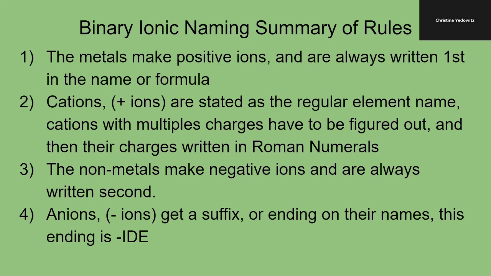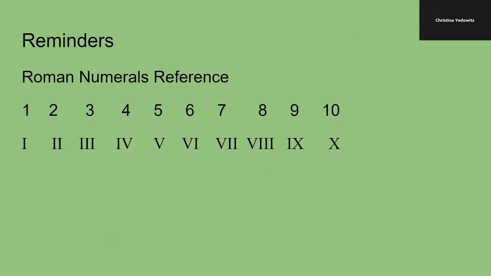Okay, if it is a regular metal, you always write it first. If it is a group 1 or a group 2 metal, you're going to go with a +1 or a +2 charge. If it's a transition metal, you may see, if the name is written out, a Roman numeral to indicate what its charge is. And the anion is always written second, and it picks up the suffix -ide, just like we did before.